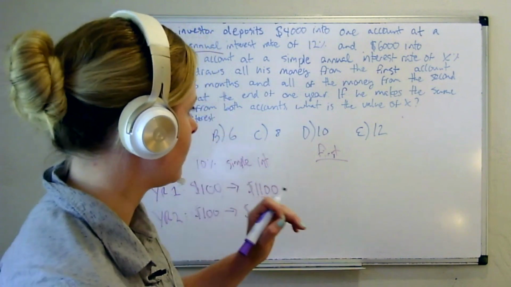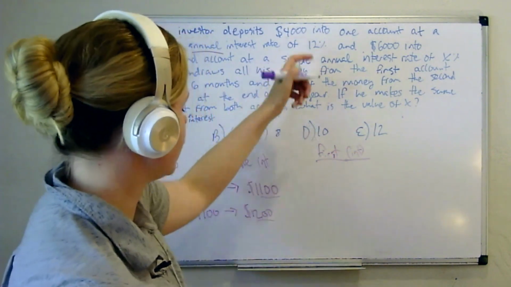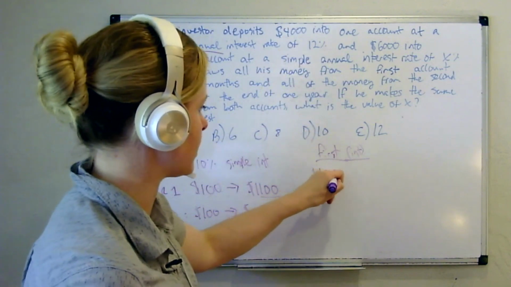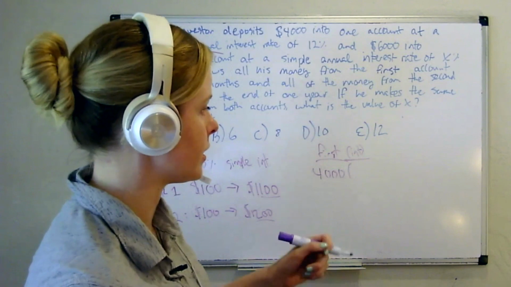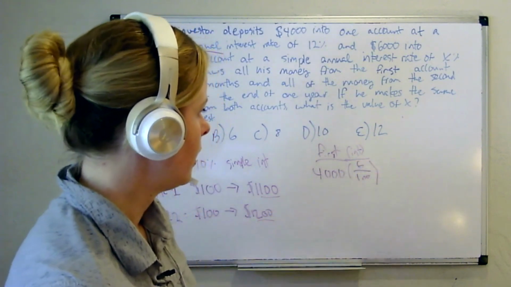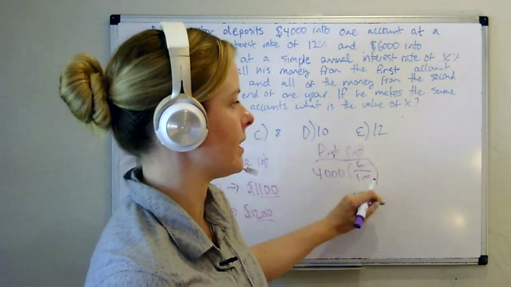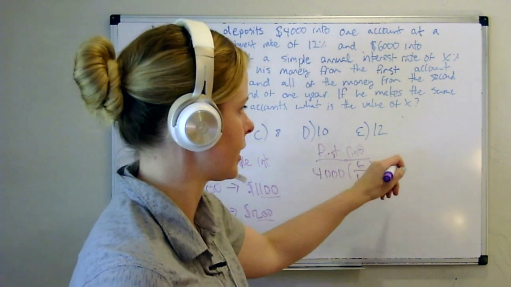So if we're talking about the interest in this account, then what happens is that he started with his $4,000 and then he earned 6% interest on that $400. 6% translates to 6 over 100. Now there's of course stuff that we can simplify here, but let's go ahead and talk about the other account first and then we'll put it all together.